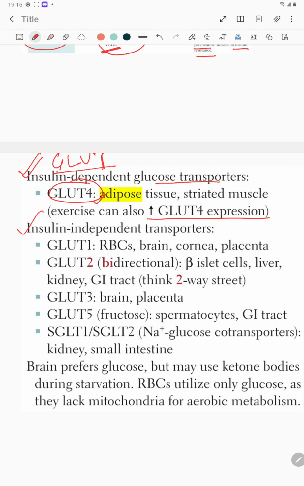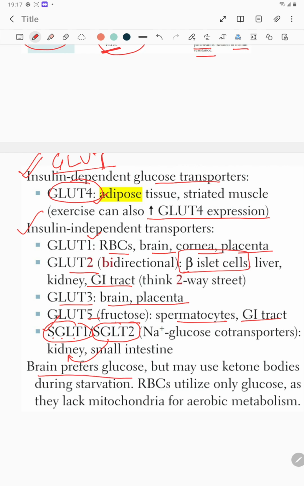Insulin independent are GLUT1, high in RBCs, brain, cornea, and placenta. GLUT2 is in beta islet cells of the pancreas and GI tract. GLUT3 is in brain and placenta. GLUT5 is for fructose, present in spermatocytes and GI tract. Other transporters of glucose are the sodium glucose transporters SGLT1 and SGLT2, with SGLT2 more prominent in the kidneys.